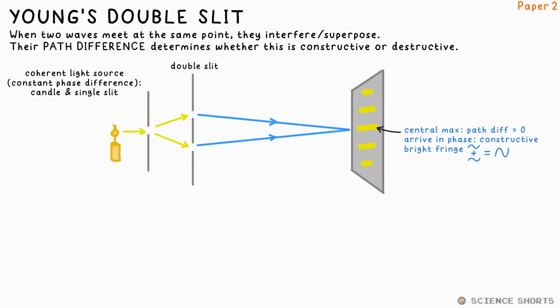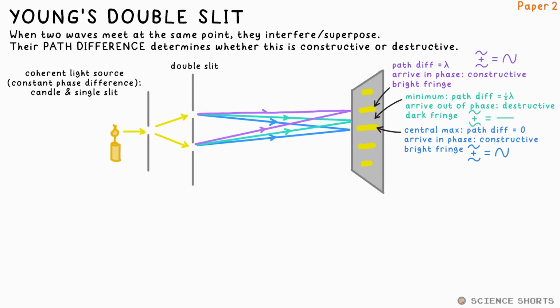We have a central maximum because these two rays meeting have traveled the same distance, so therefore they interfere constructively. The dark fringes or minima next to the central maximum are due to the light from the two slits traveling slightly different distances. We say their path difference is half lambda. That means they arrived 180 degrees, completely out of phase, and interfered destructively, cancelling each other out.